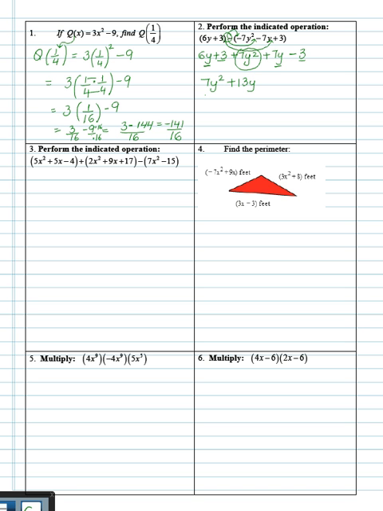Now the next one, problem 3. So I'm going to rewrite it here so you can see how I added: 5x squared plus 5x minus 4. The next one is addition. This is an addition sign. So even though I distribute the addition sign, nothing changes. So I'm going to rewrite it: 2x squared plus 9x plus 17.